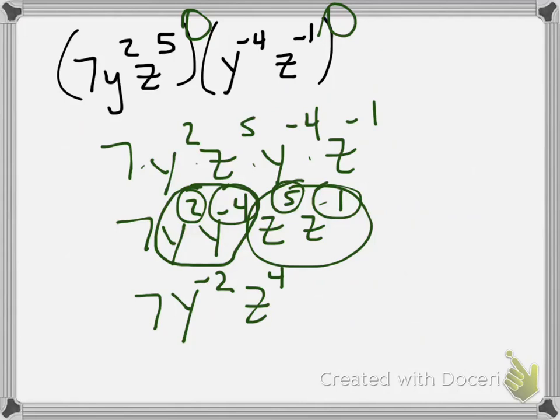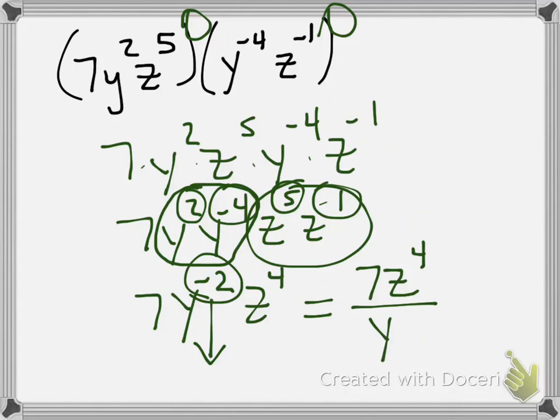You might think that I'm finished, and I almost am, but I never want to keep an answer with a negative exponent. So remember, if you have a negative exponent in what's considered the numerator, you can move it to the denominator. So the 7, I'm not changing. The z to the 4th, I'm not changing. But I am moving y from the numerator to the denominator. And when I move from the numerator to the denominator, notice that the exponent changes from being negative to being positive. So this is 7 z to the 4th over y squared.